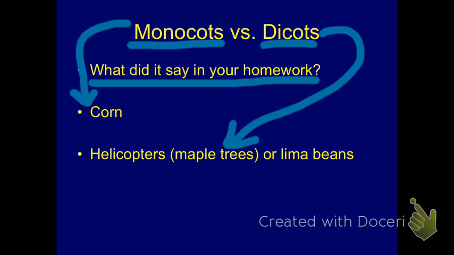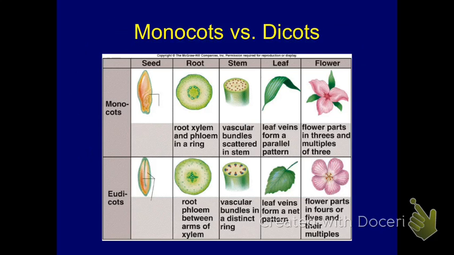If you think of monocots, there's one seed. If you think of a corn seed, it doesn't split in half. It is what it is. And if you've ever messed with those helicopters that come off of maple trees, if you take the seed out, it splits into two. If you've done that with lima beans, you take that outer seed covering off, and it splits into two. This is a great side-by-side comparison here.